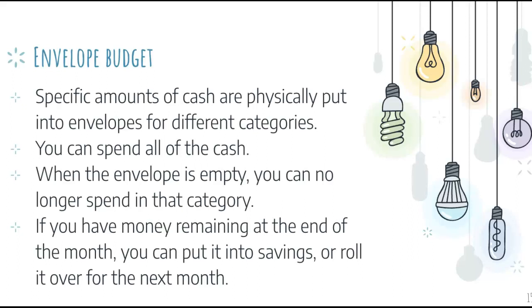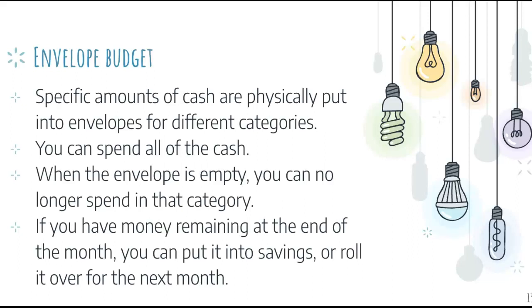But basically, you spend all the cash in the different categories, and when the envelope is empty, you can't spend any more in that category. If there's money left over in the envelopes at the end of the month, you get to decide what to do. Some people say just take all that money out and put it in savings.